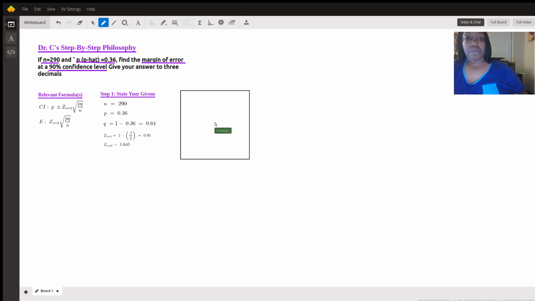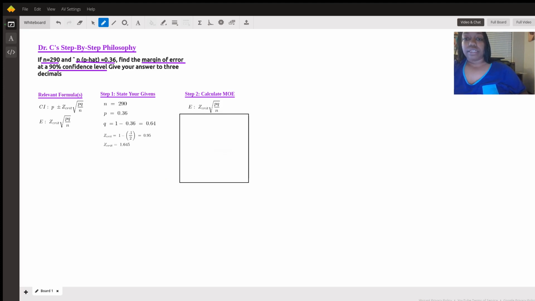From there, we're going to calculate the margin of error. So E, or margin of error, equals the Z critical times the square root of P times Q divided by N. Based on what we have in our givens, we have everything needed. So we just need to plug in our answers. We have 1.645 times the square root of 0.36 times 0.64 divided by 290.